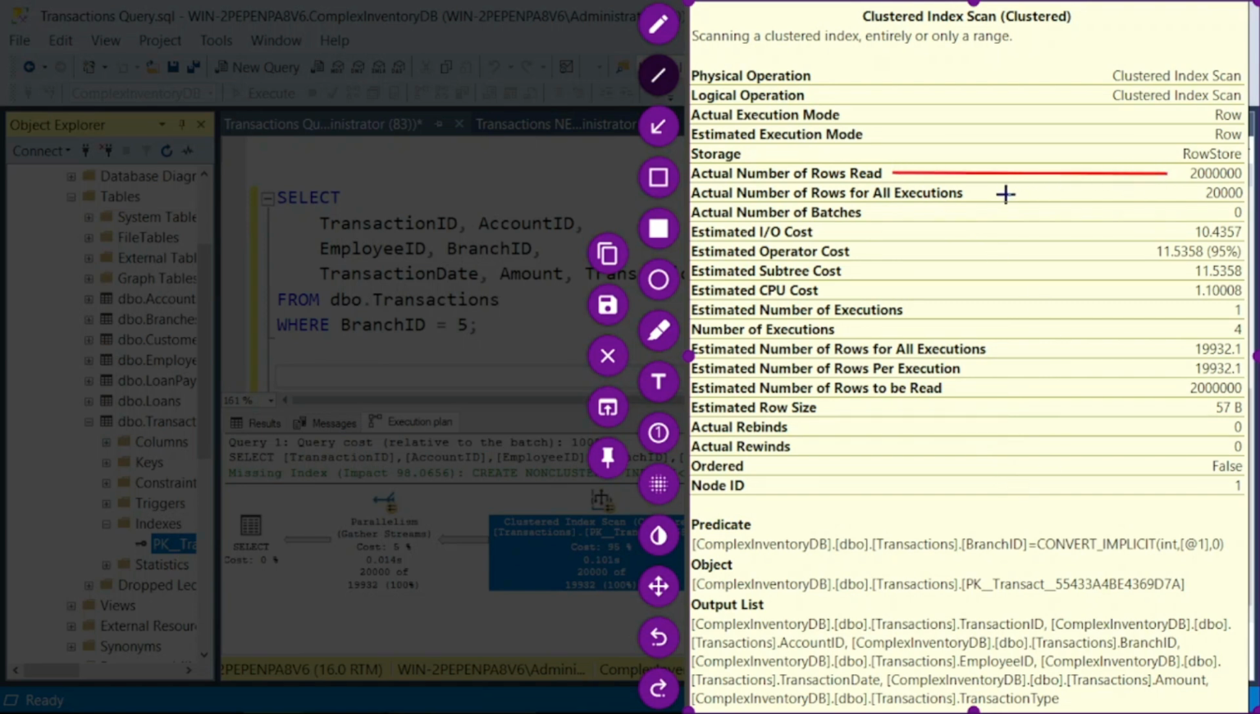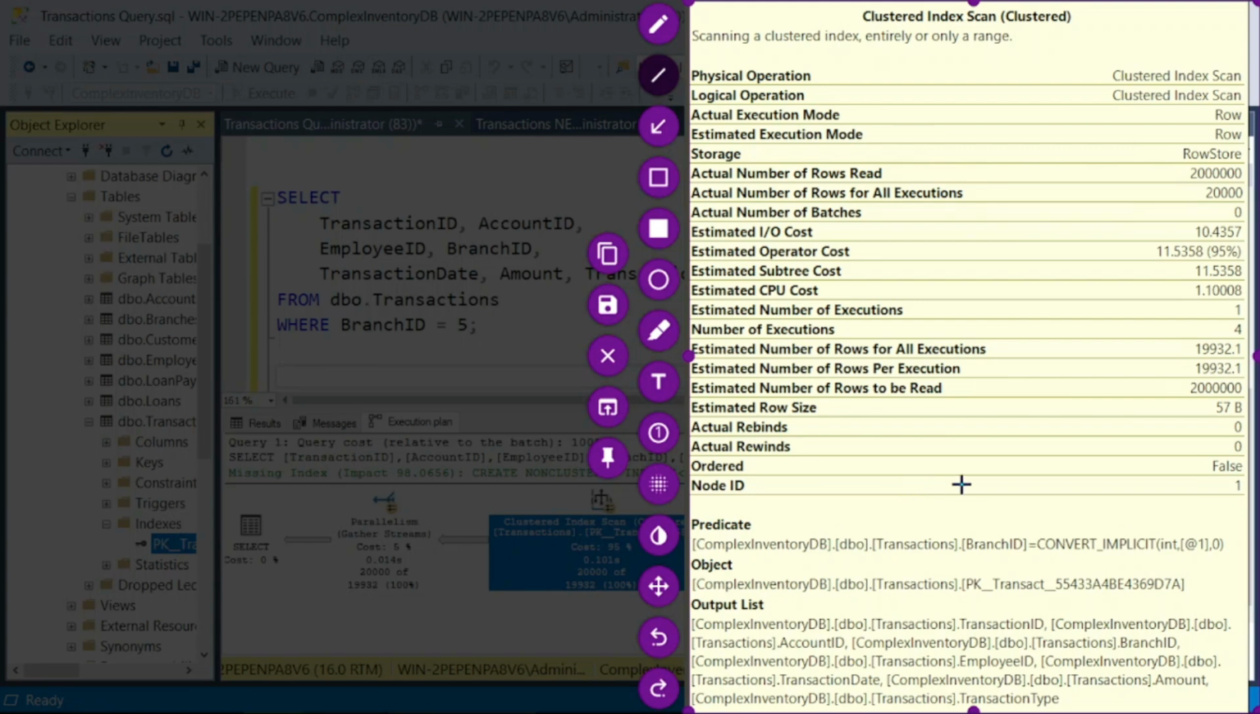Factor number 4, estimated rows versus actual rows. Now let's compare estimated rows and actual rows. Estimated rows are SQL Server's prediction before executing the query. Actual rows are what really happened during execution. If these numbers are very close, that's a good sign. It means SQL Server's statistics are accurate and the optimizer made a good estimate.